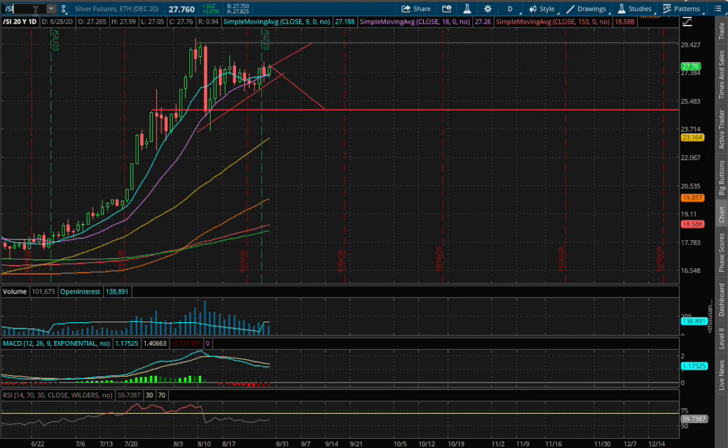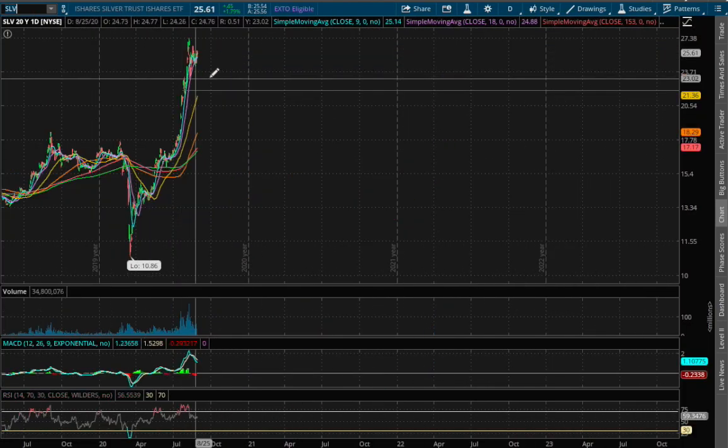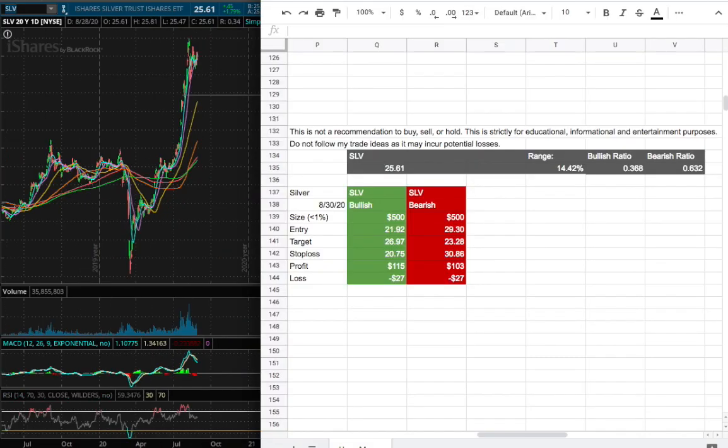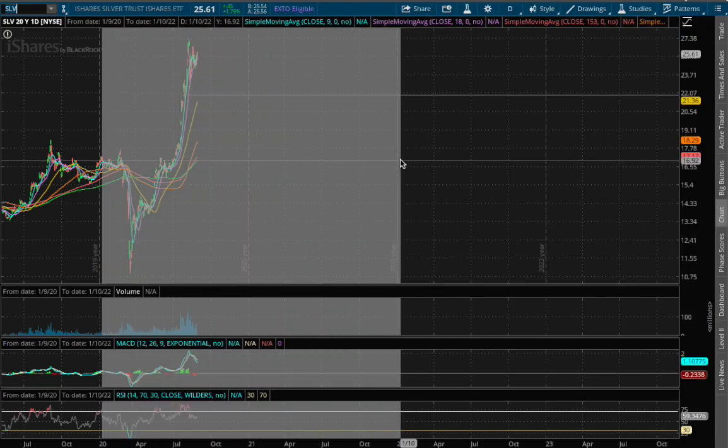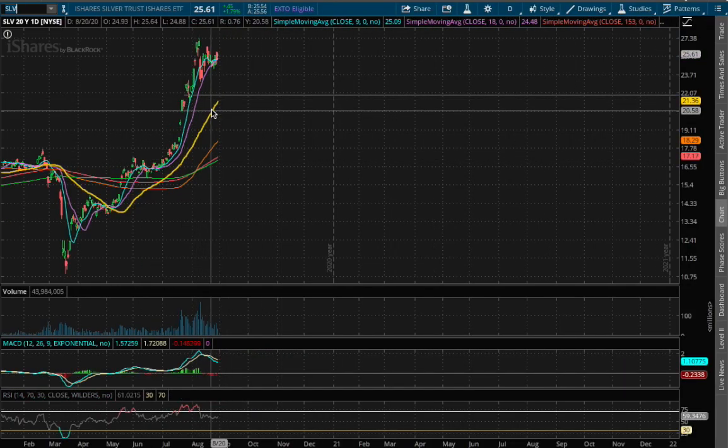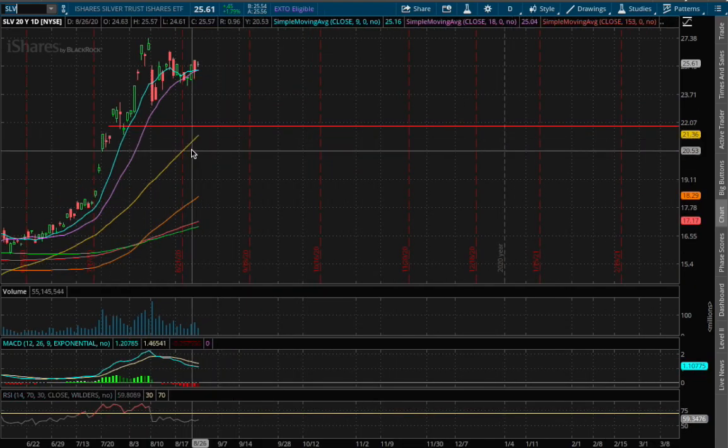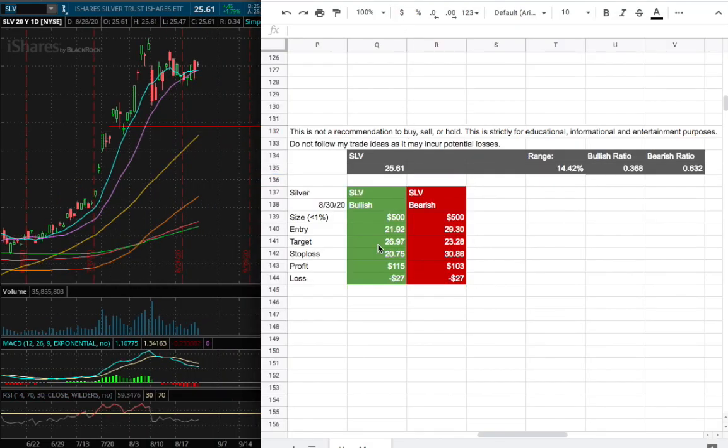So for the trade idea of the week, I'll be trading SLV. If I were to enter a long position, my position size will be less than 1% of my portfolio, and my entry will be $21.92. That is fairly close to where the 50-day moving average resides, this yellow line, and my sell target will be $26.97. My stop loss will be $20.75.